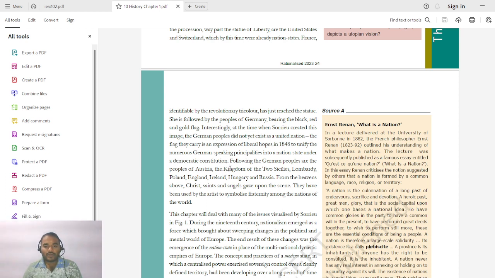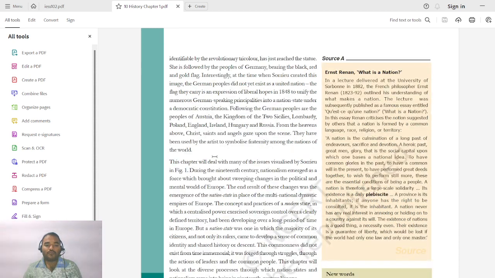Following the German people are the people of Austria, the Kingdom of the Two Sicilies, Lombardy, Poland, England, Ireland, Hungary, and Russia. So these are all the peoples marching towards the Statue of Liberty. From the heavens above, Christ, saints, and angels gaze upon the scene.